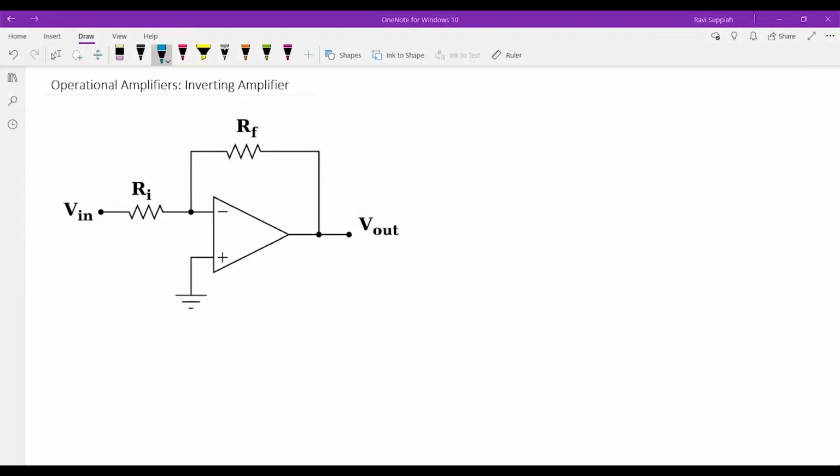Hi everyone. Now let's talk about operational amplifiers and their inverting amplifier configuration. When we are dealing with operational amplifiers, we must remember two golden rules. Okay, the two golden rules.